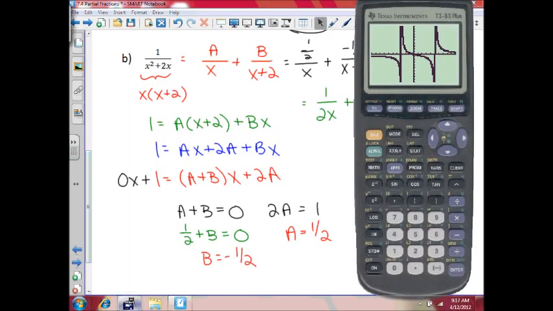So when you check this in your calculator, we'll have 1 divided by x squared plus 2x. And then we'll have 1/2 divided by x, plus a negative 1/2 divided by x plus 2. I know it looks funny up there, but as we see this graph, you'll see. And there you have it. Okay? Exactly the same function.